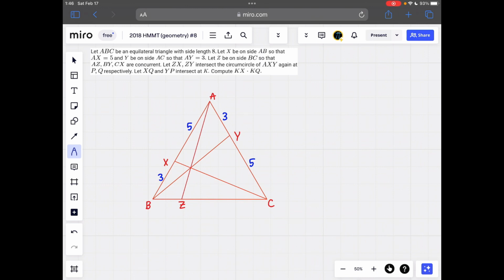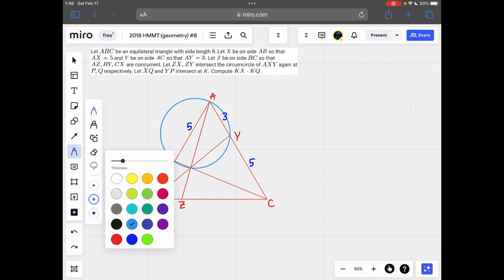Compute KX times KQ. So we have equilateral triangle ABC here with side length 8. Points X and Y lie on sides AB and AC, with AX equals 5 and AY equals 3, and point Z is the unique point on side BC where AZ, BY, and CX are concurrent. We're going to let ZX and ZY intersect the circumcircle of AXY again at points P and Q.